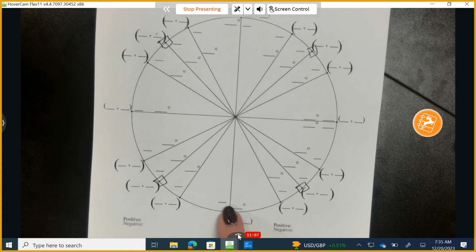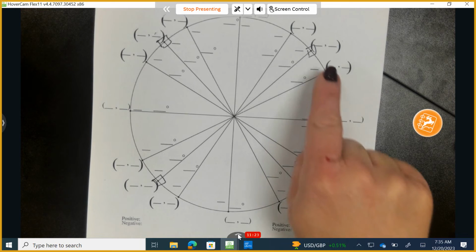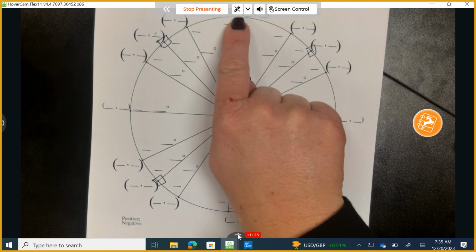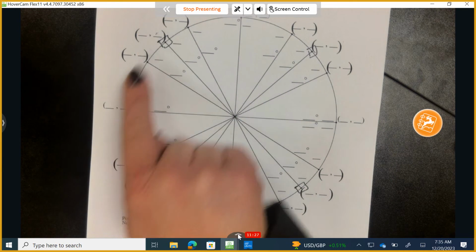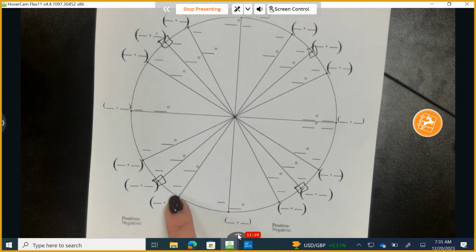I want you to find for me 240 degrees. So think 24 in your mind. With your partner, go ahead. Where's 240 degrees? Think 24. You done? So I'm counting by 3s. 3, 6, 9, 12, 15, 18, 21, 24.